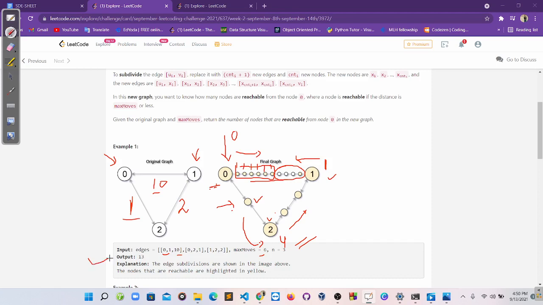The problem is easy to understand, but difficult to code. But I will try my best to explain how we can approach it.